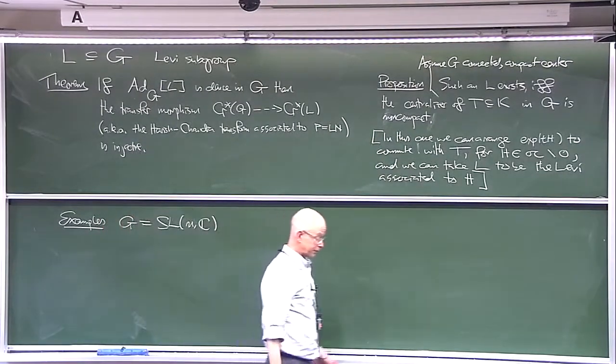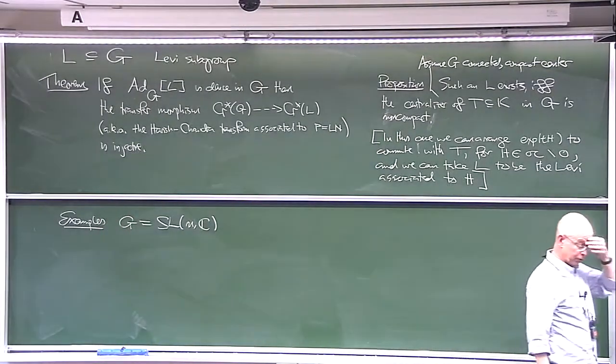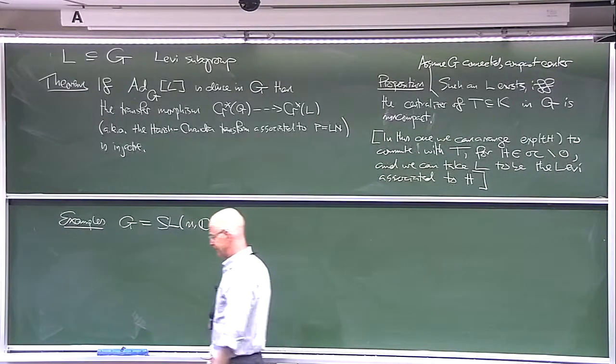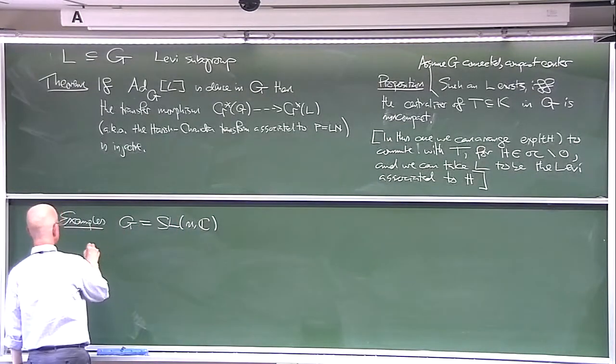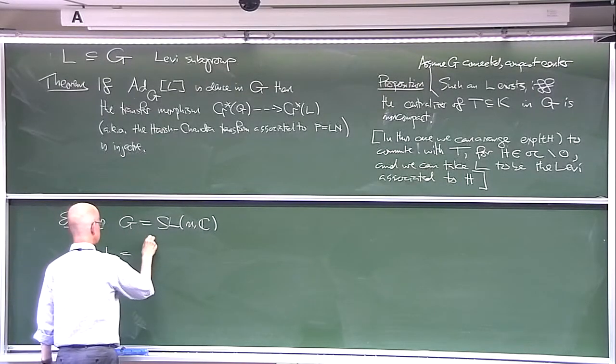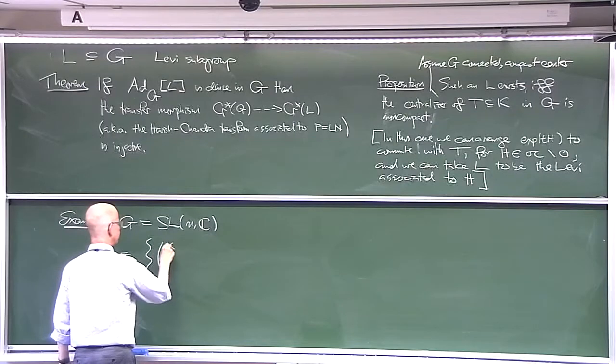So let's look at any complex group, but for example, SL_n(C). In this case, you can take a tiny, tiny, tiny L. So we could take this particular L, just the diagonal matrices.